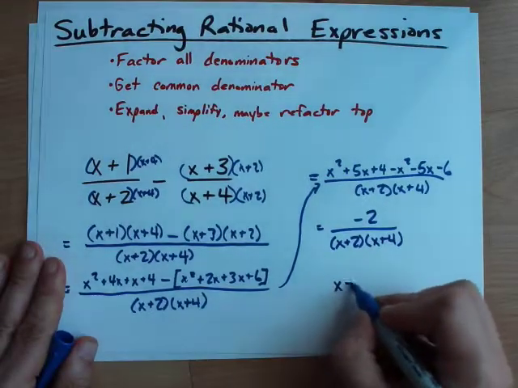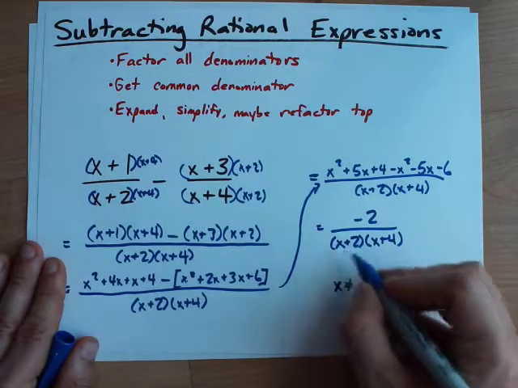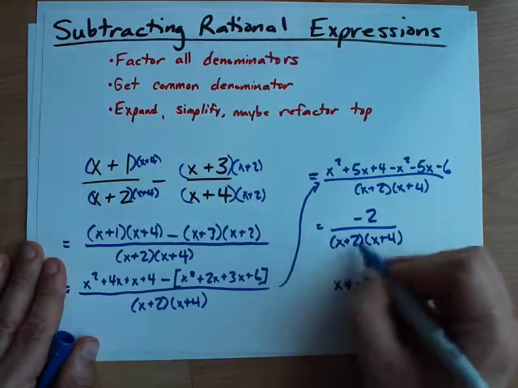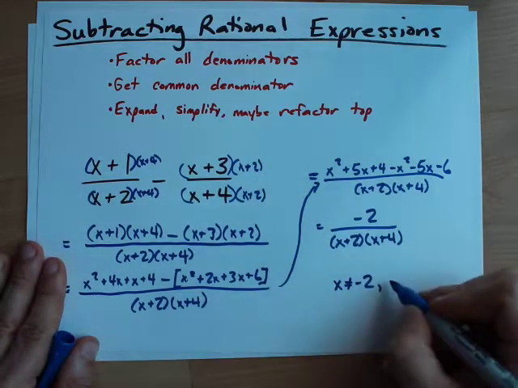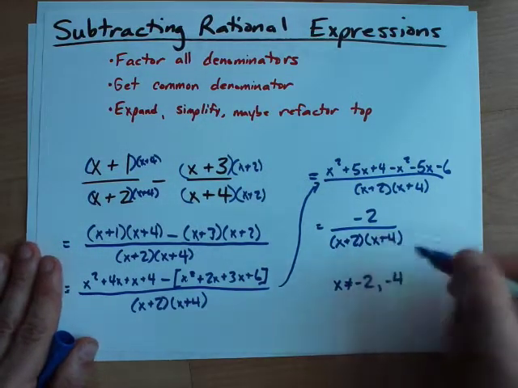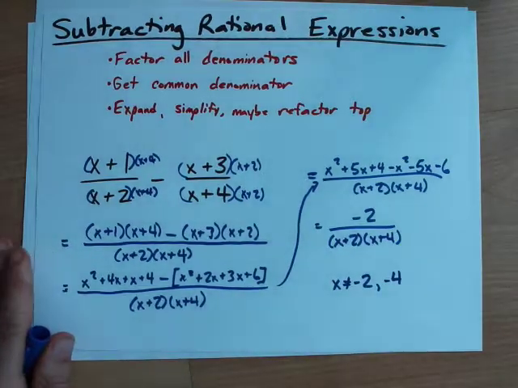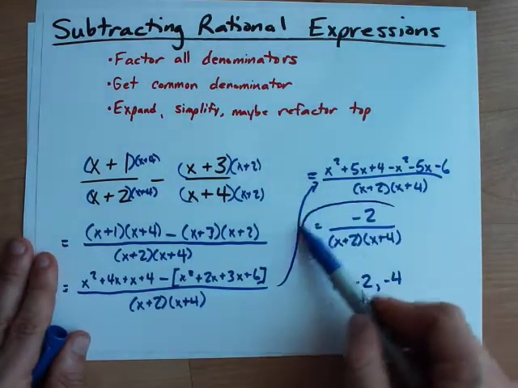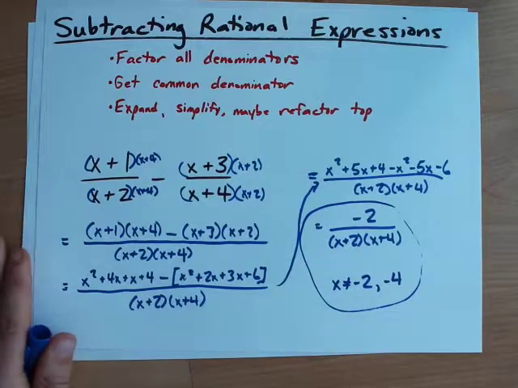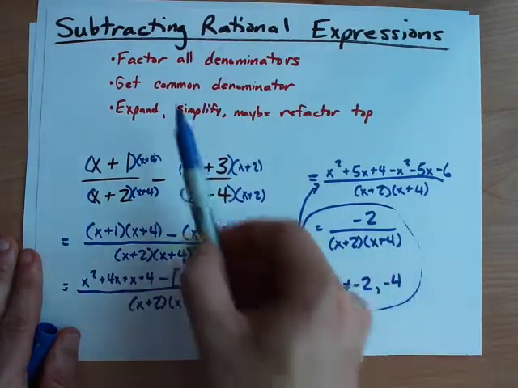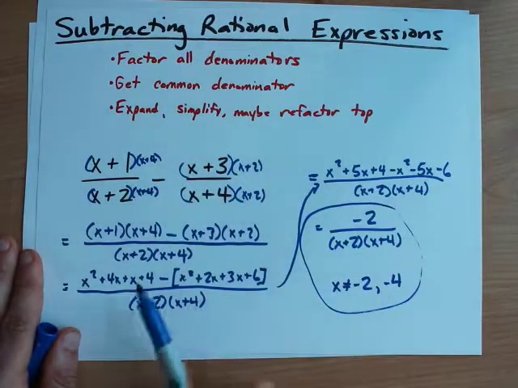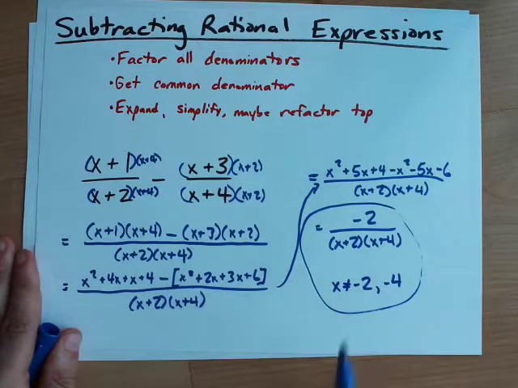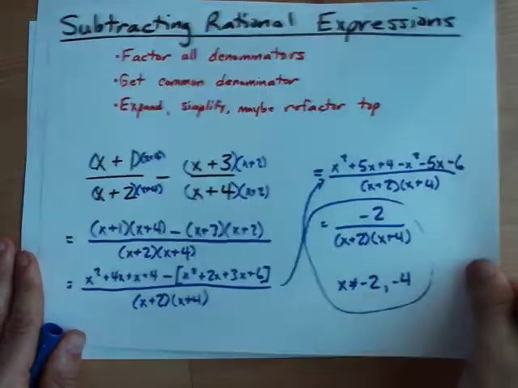I should just state my restrictions. Here x can't have been negative 2 because that would have made that factor 0. And x can't be negative 4 because it would have made that factor 0 as well. So I have my simplified rational expression, and there are 2 restrictions here, and all it took was getting the common denominator and doing top minus top. Cool? Let's do it again.